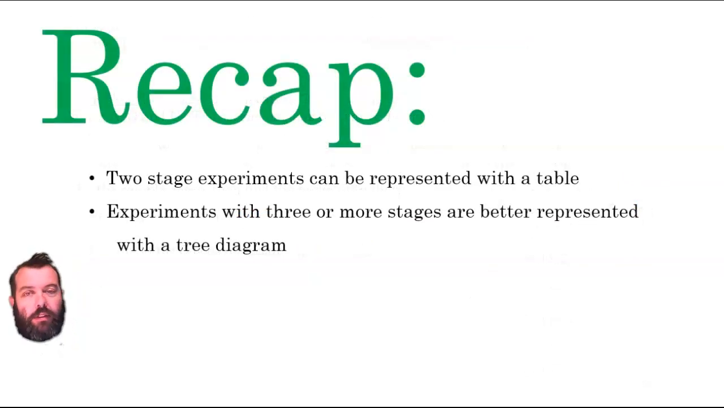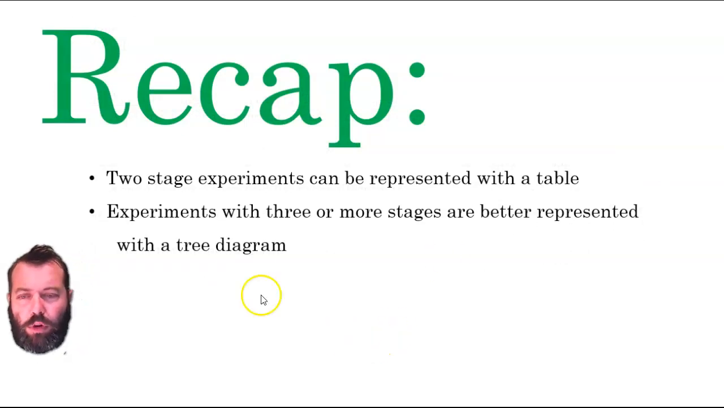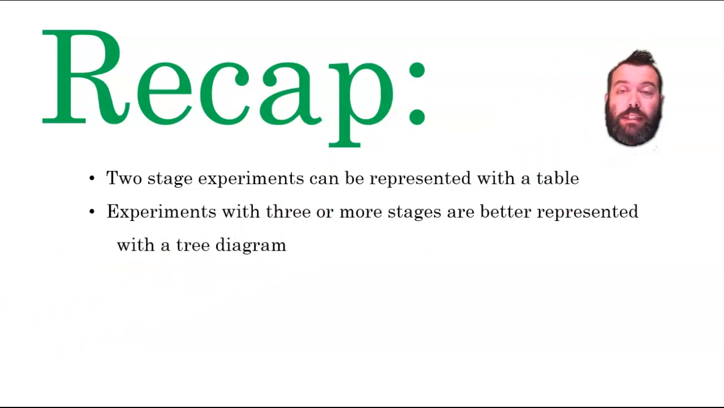So that's it for sample space and tree diagrams. Just to wrap it up, what did we learn here today? That two-stage experiments can be represented with a table, or what we call a sample space graph. And experiments with 3 or more stages, well, they're typically better represented with a tree diagram.